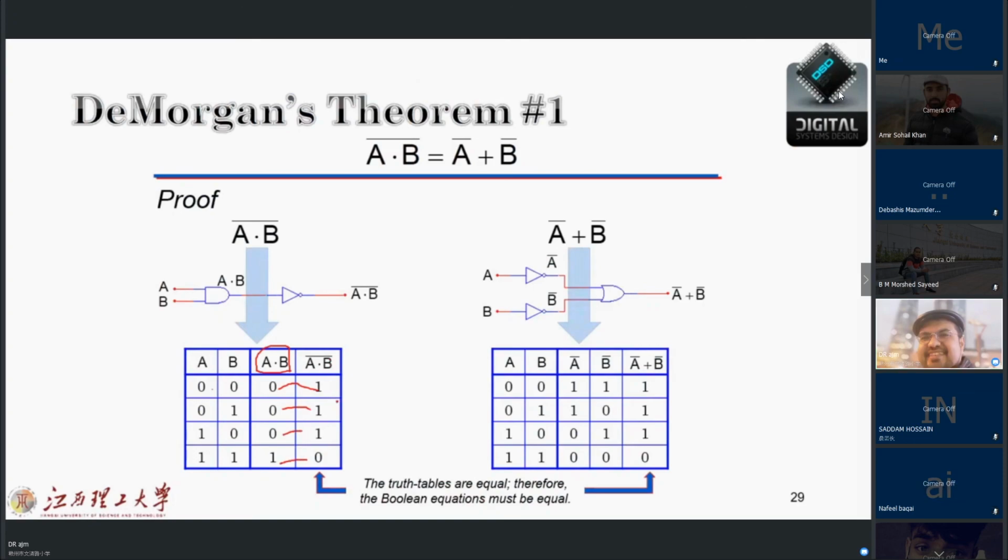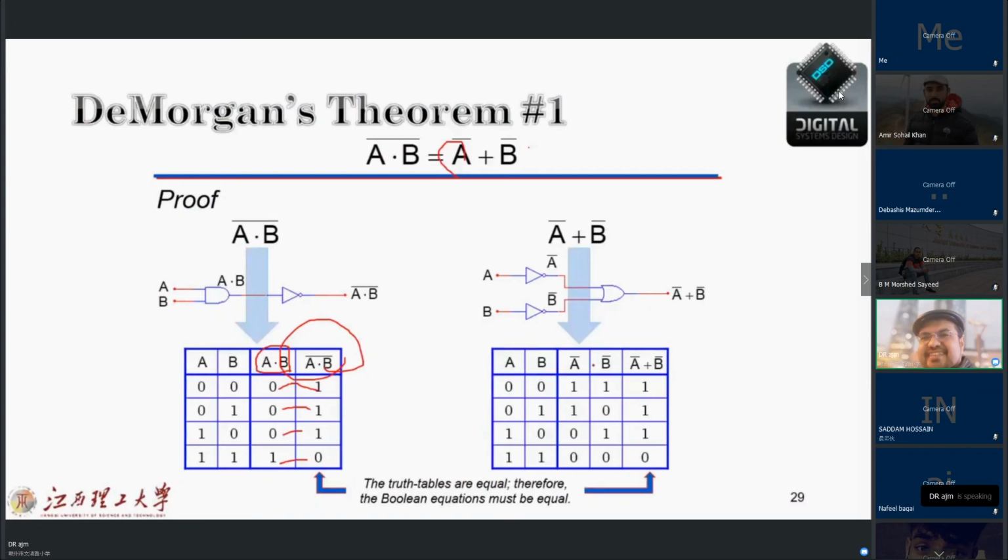Let us see. My rule says that A bar B means that this one is equal to A naught B naught. Or let us calculate. If this is my A and B, I will calculate the A bar, which means that whatever zero I have becomes one, and whatever one I have becomes zero. Same for the B. Then after that, I should calculate the A bar plus B bar.